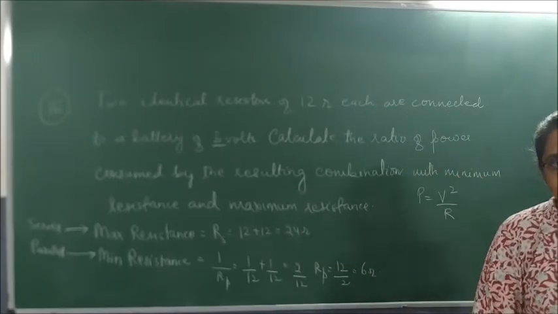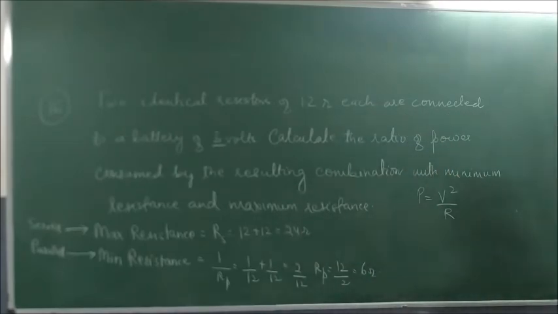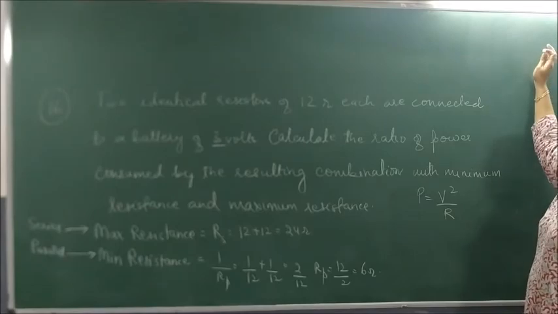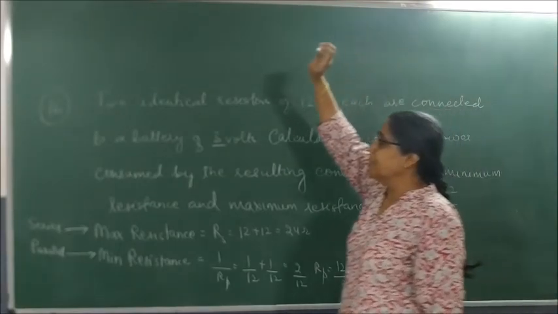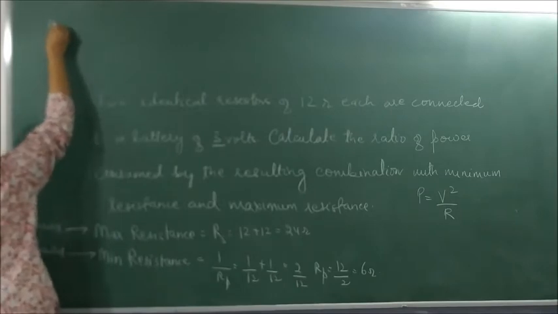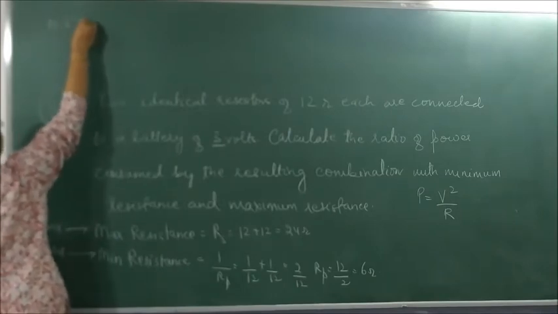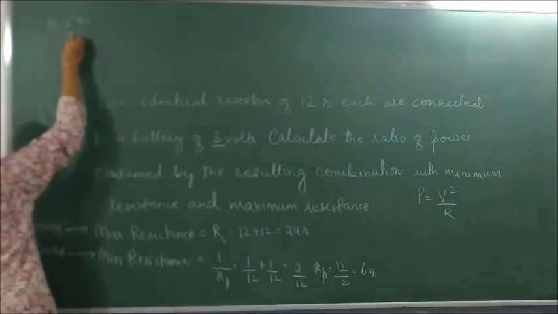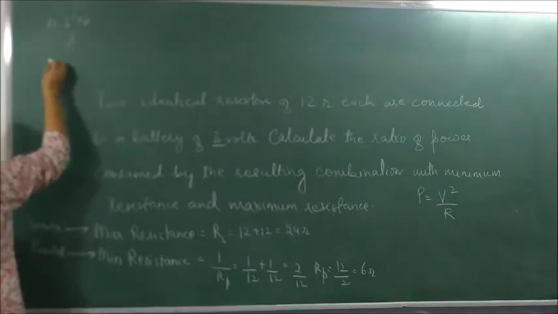What formula can I use? P is equal to V square by R. Do you remember from where we got all this? We started from H is equal to I square RT, Joule's law of heating. So again H is equal to I square R.